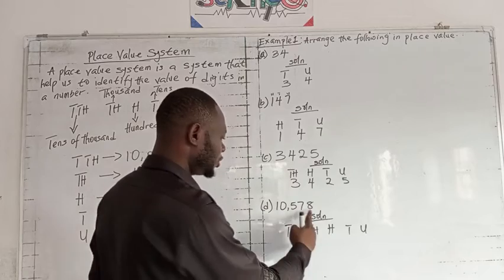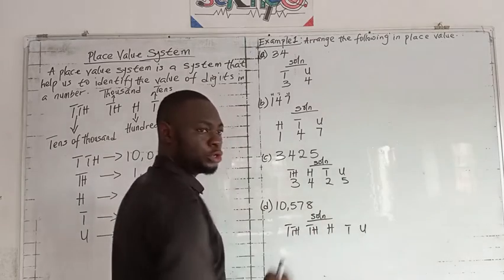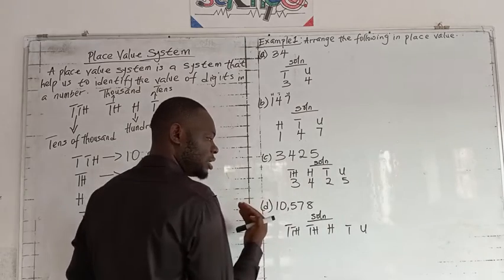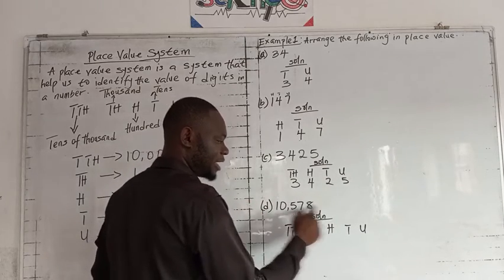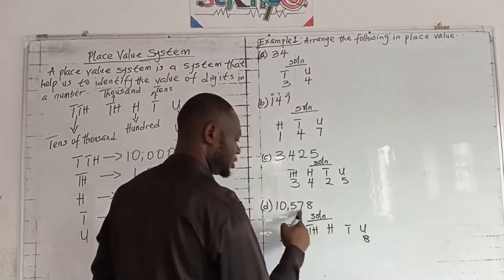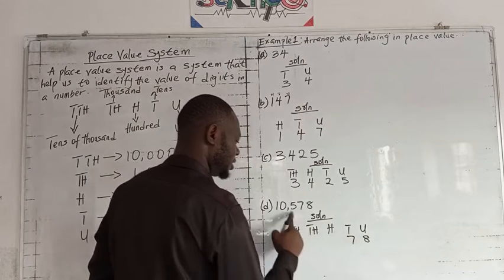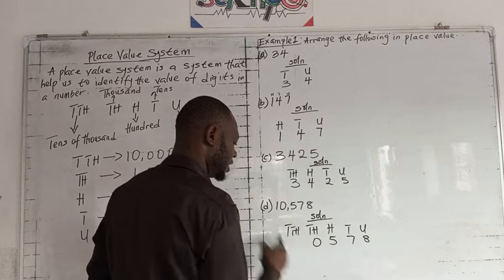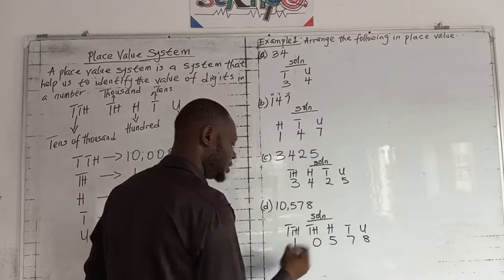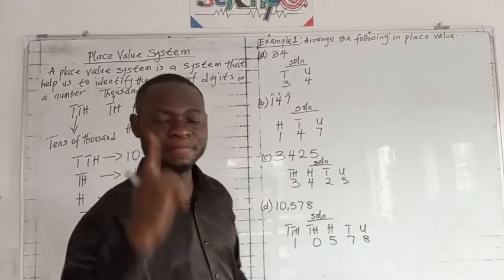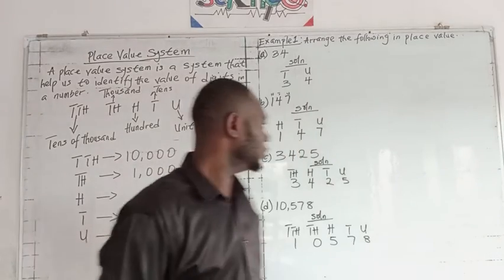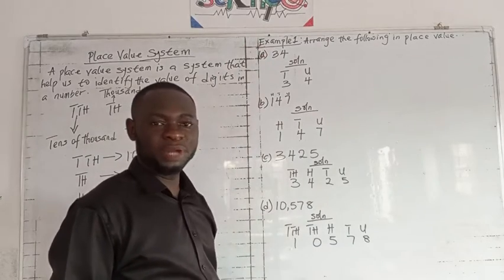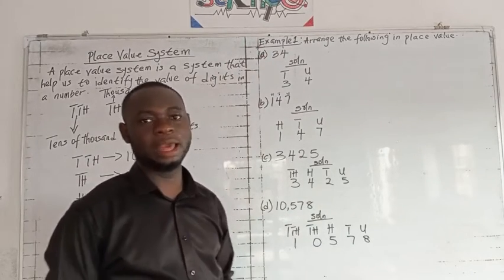As usual, we start arranging from the unit. From your right, you come to the left. From the right, 8 is under units, 7 is tens, 5 is hundreds, 0 is thousand, 1 is tens of thousand, digit by digit. So, this is how to arrange numbers in place value system.